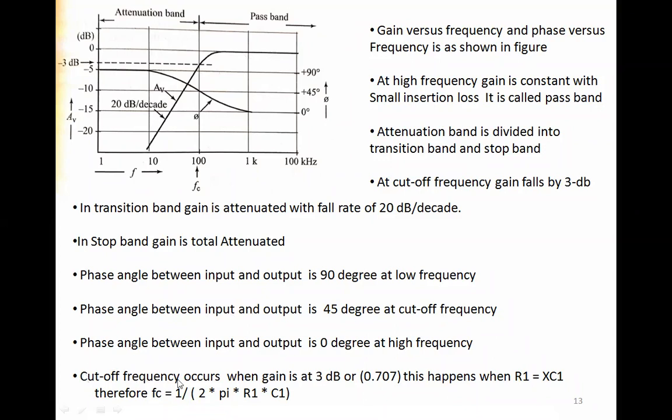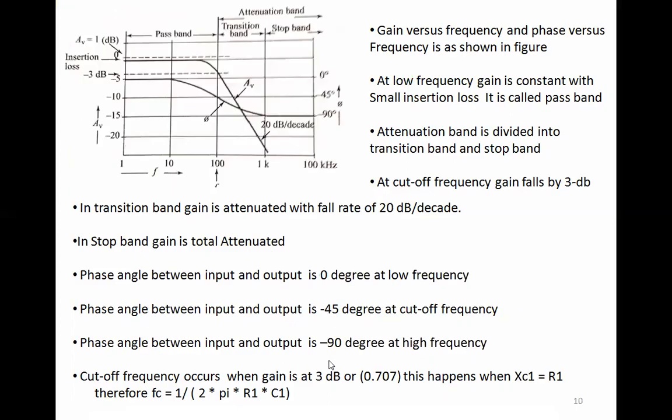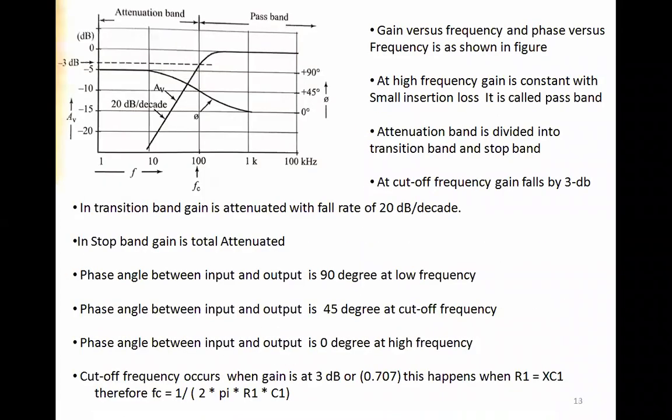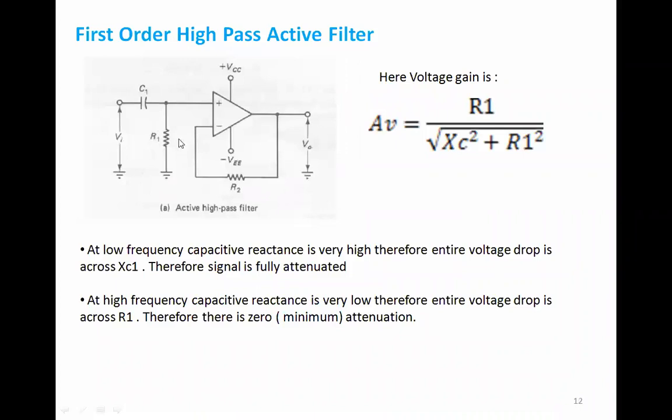Fine. So the cutoff frequency occurs when gain is at 3 dB. This happens when R1 is equal to XC1. So the formula here is going to be FC is equal to 1 by 2 pi R1 C1. So what was our previous formula? Our previous formula also was the same. FC is equal to 1 by 2 pi R1 C1. So we are going to use the same formula, but then the structure is going to change, right? R and C both are interchanged.